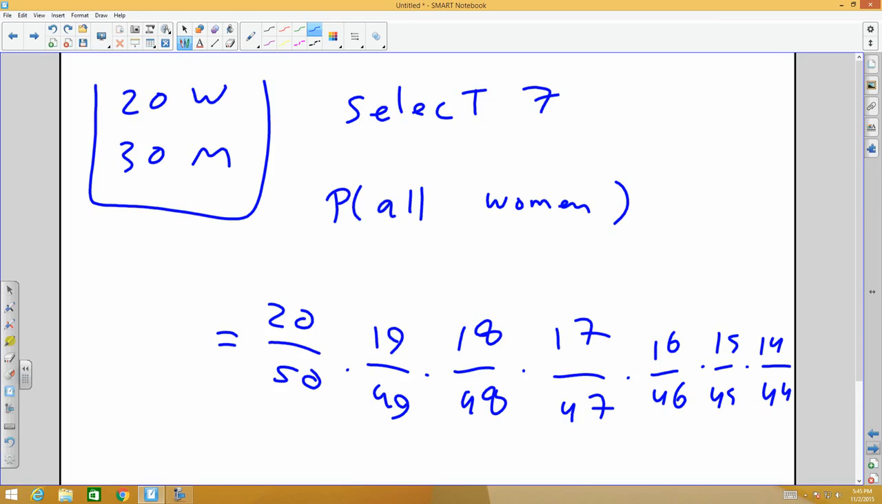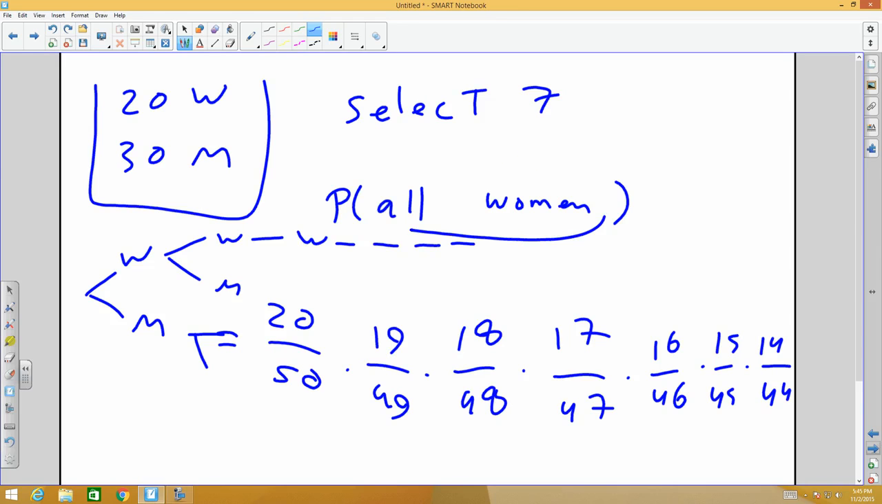We multiply to get one outcome. Any outcome. This is one outcome. This is, see, the tree diagram looks like this. Women or men, first one. And then women or men, so on. So you want one outcome at the end, which is women, women, women, women, women, women here. That means all women.